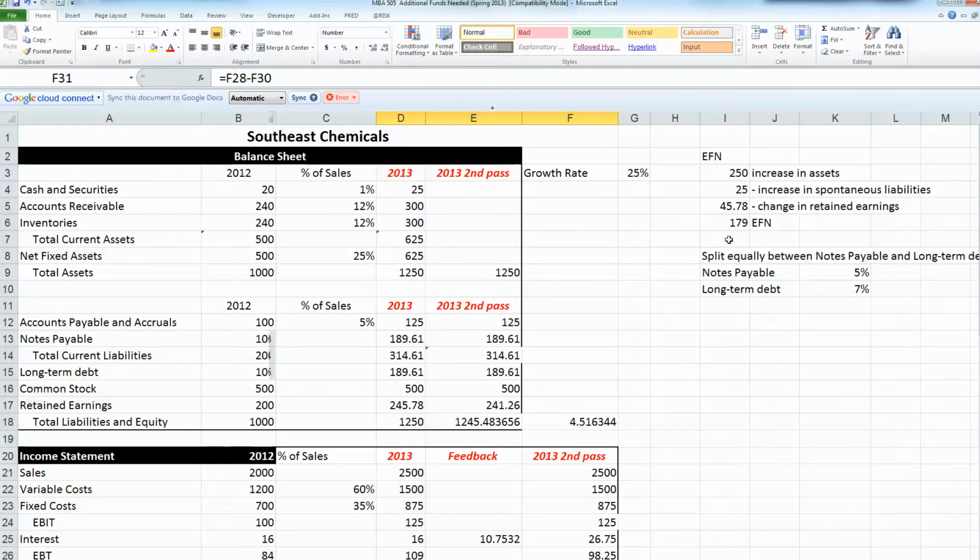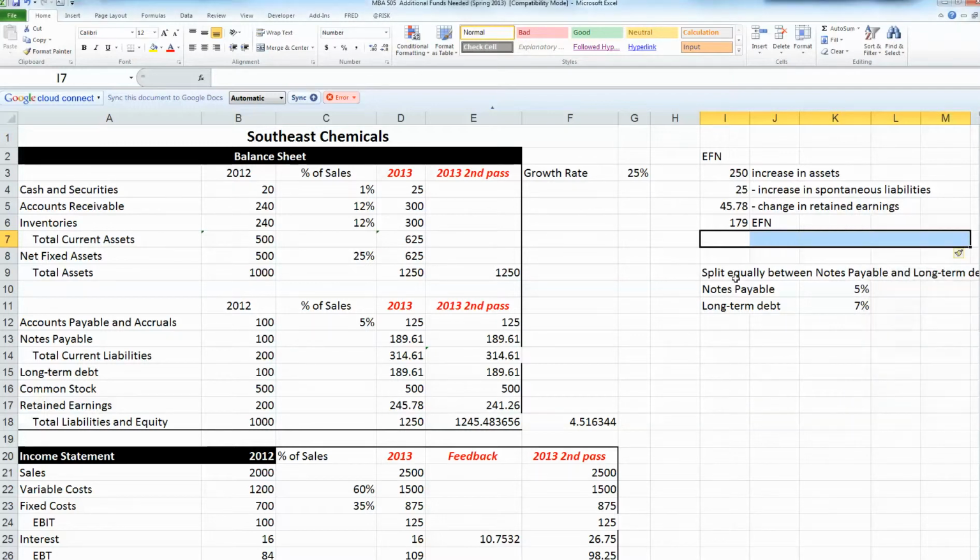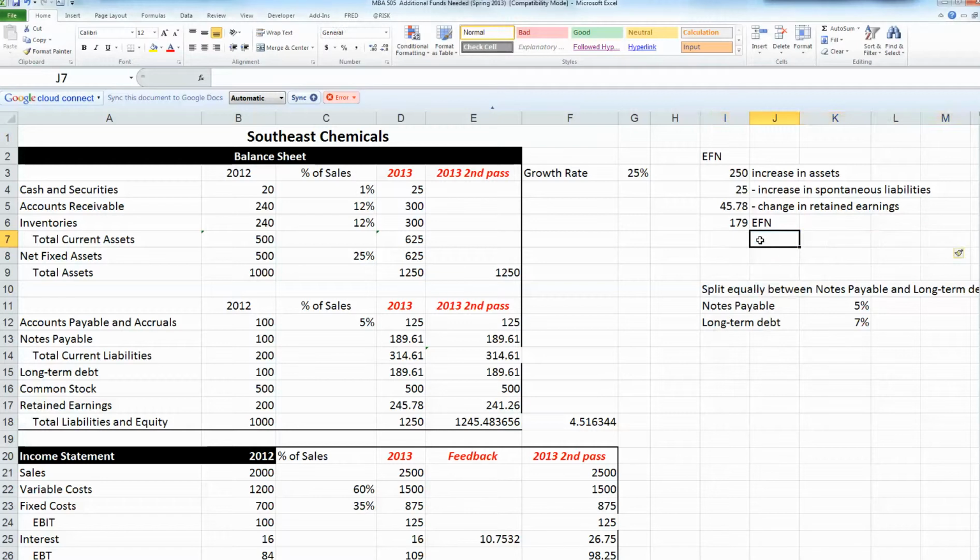So what we do, I'm running out of space here, and I didn't add enough. What we do is say, well, from the second pass, we got our financing feedback. And that tells me I really need to borrow, in addition to the $179 I originally thought, an extra $4.52. So my total external financing needed would be the original $179 plus the $4.50 to get me up to $184.